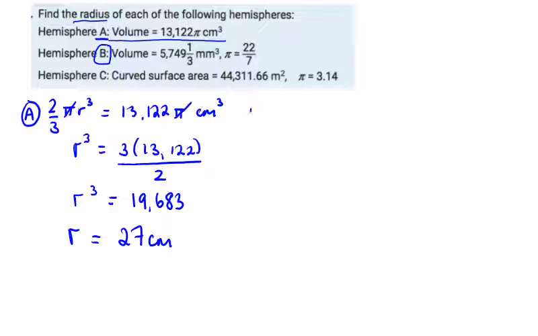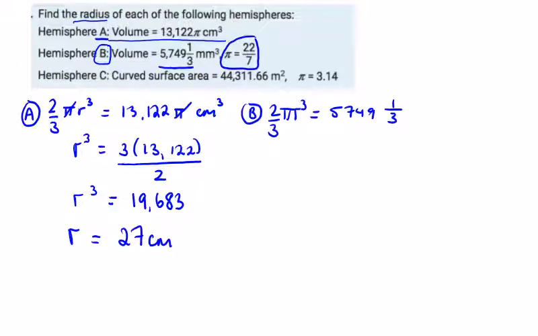Hemisphere B, pi is 22/7, 2/3 pi r cubed has to be equal to 5749 1/3.